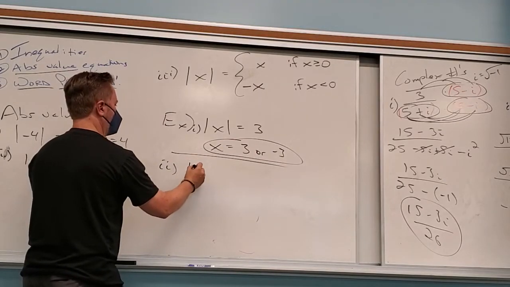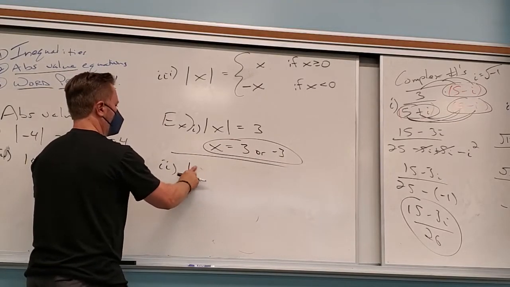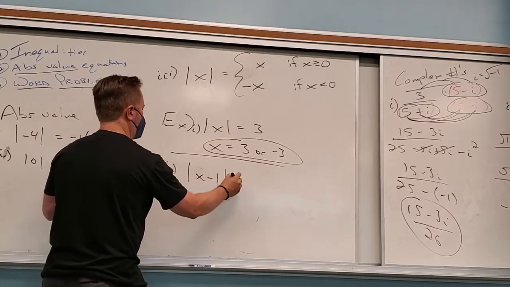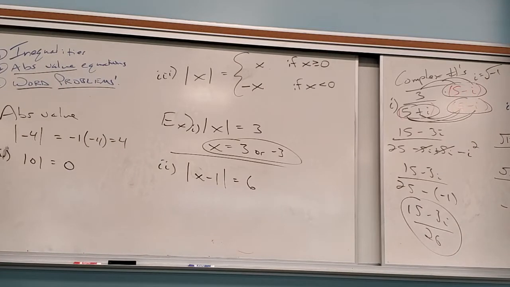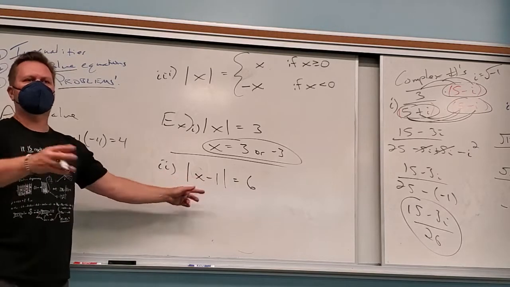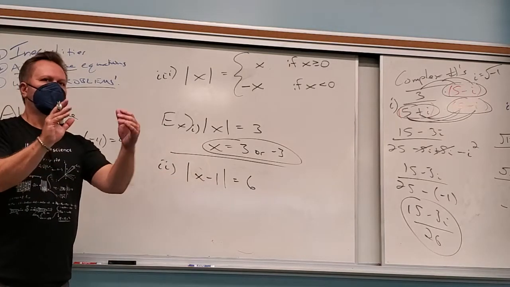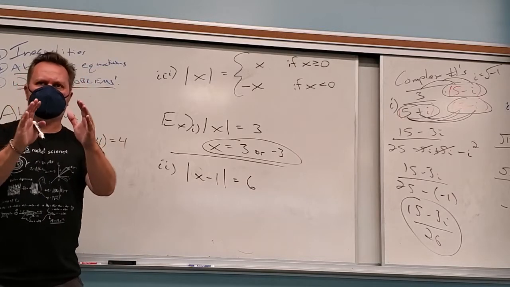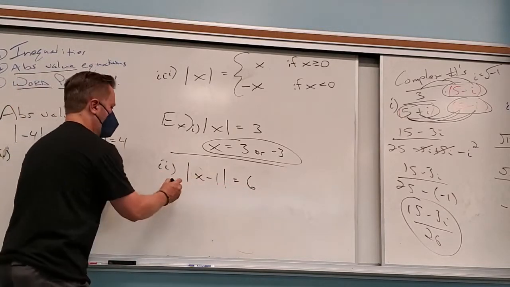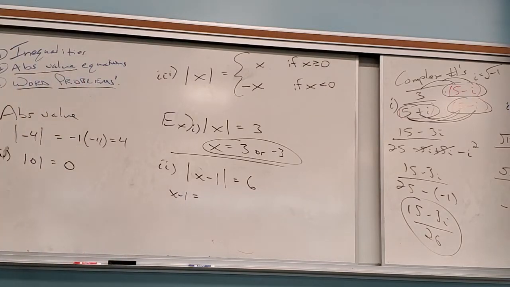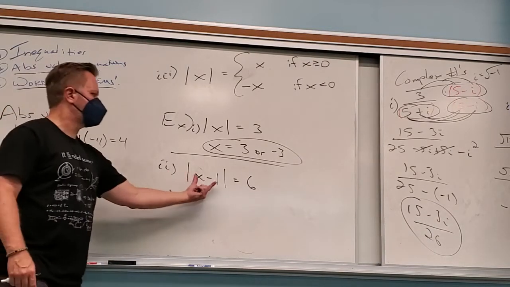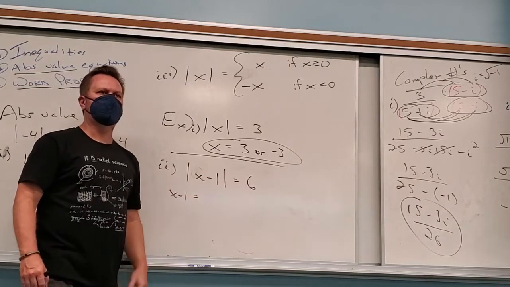So what if I had the absolute value of x minus 1 equals 6. What's inside the absolute value? No, what's inside right now? Just what's inside? X minus 1. What could that number be to make the absolute value 6? What could x minus 1 be? No, you're overthinking it. What would I put inside the absolute value to make the answer 6?